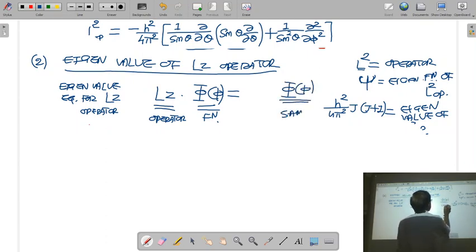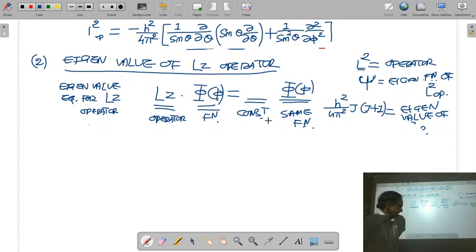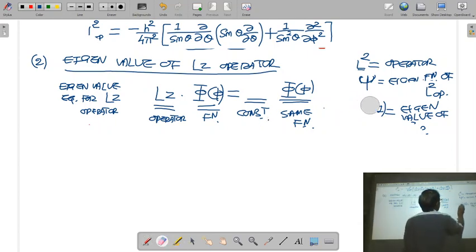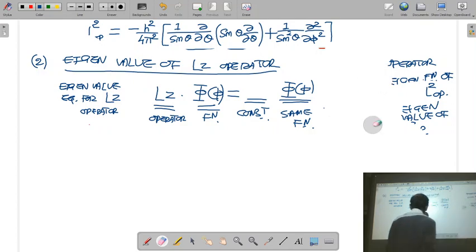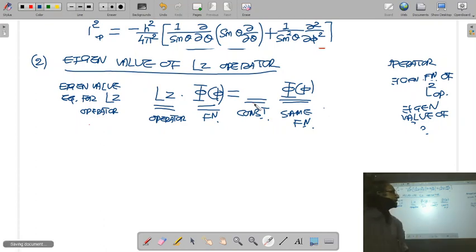multiplied by some constant value. This constant value is called the eigenvalue of Lz operator. So what is the physical meaning of this equation? When Lz operator is operating on the eigenfunction phi, the same function phi is reproduced multiplied by some constant value. This phi is called eigenfunction.